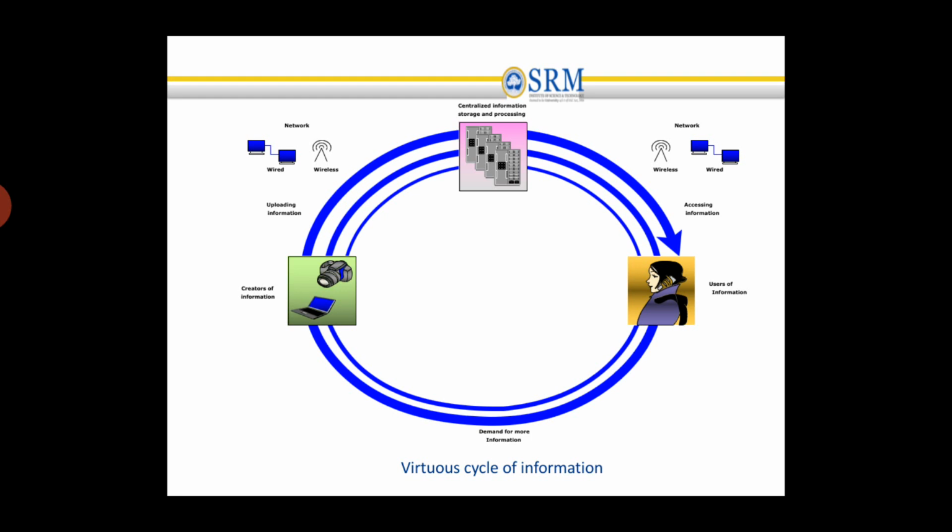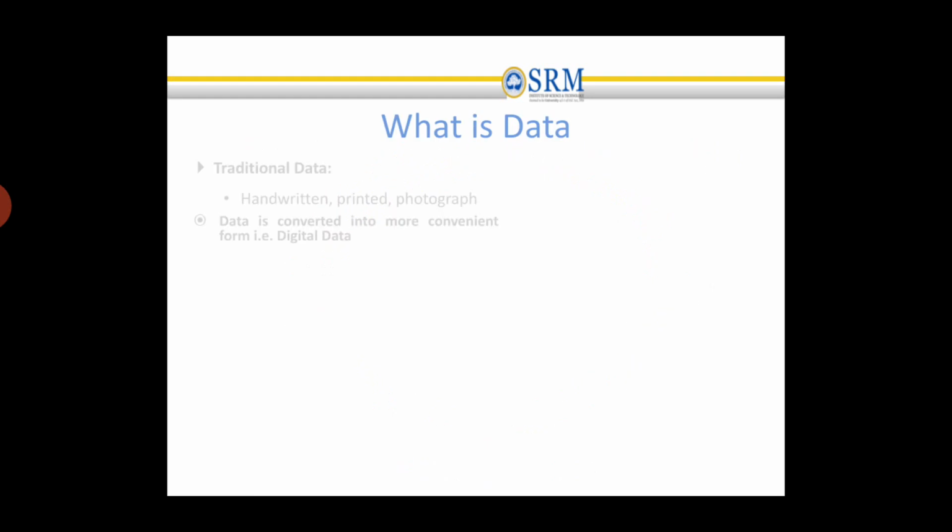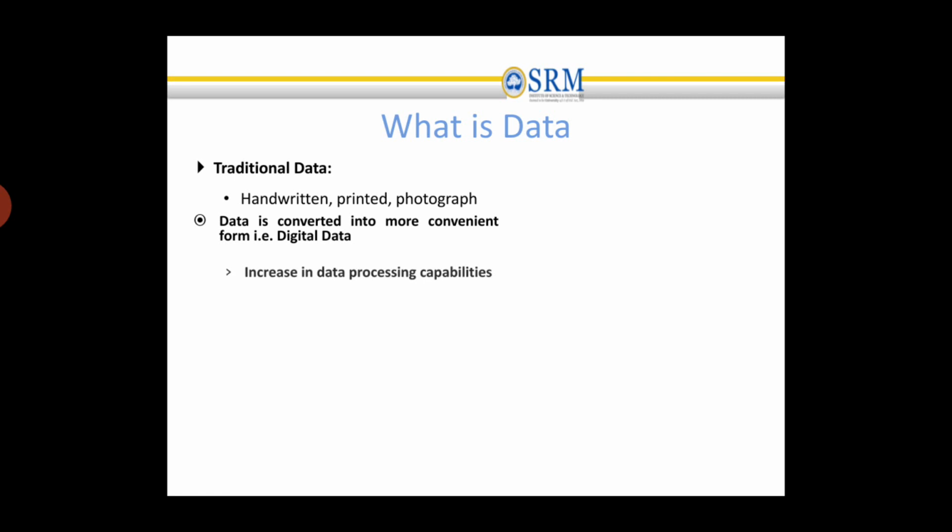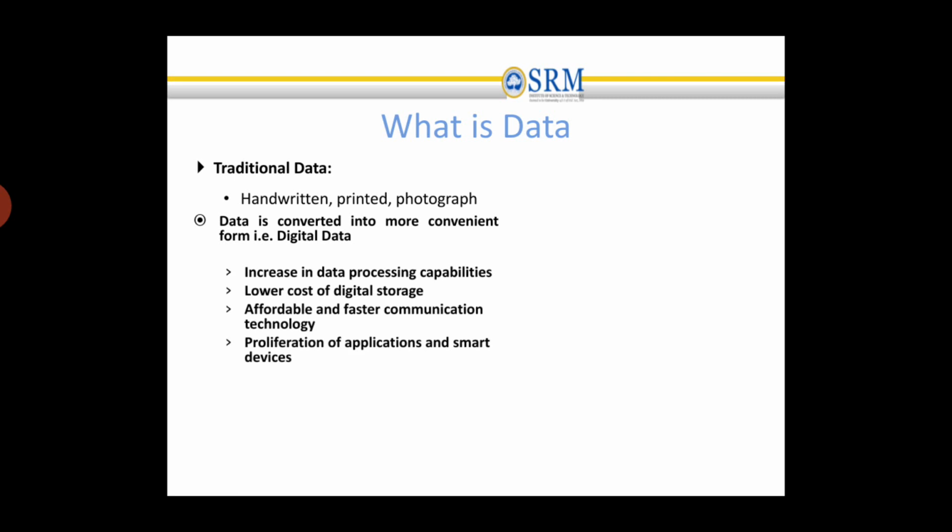And the network can be categorized into two ways, that is, a wired network or a wireless network. And we'll see what data is. Any raw information is data. You can say the number 10 is data. If I say my name, Hema, it is character data. Number 10 is numerical data.